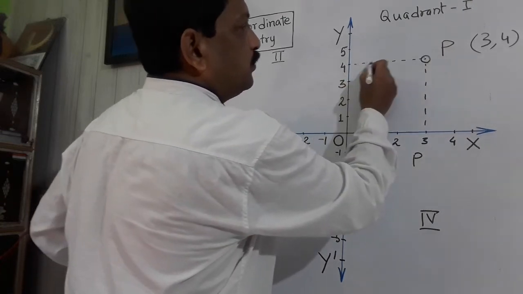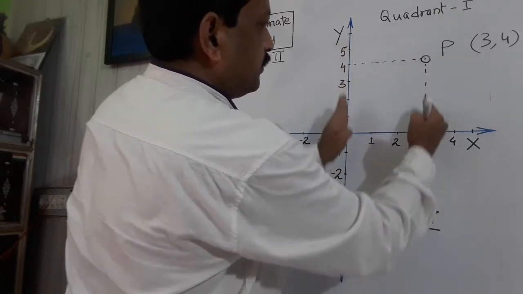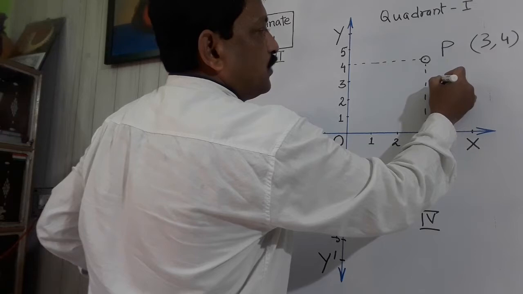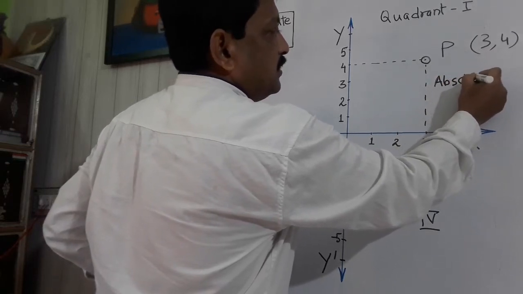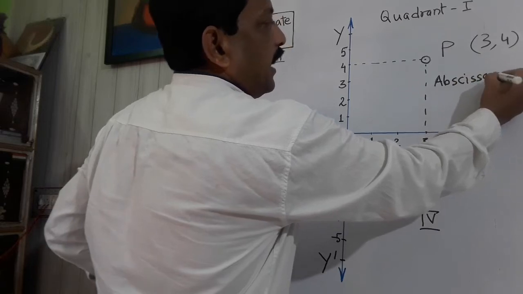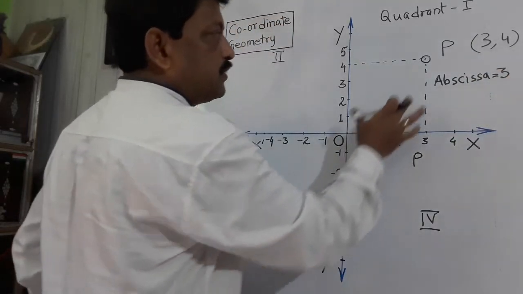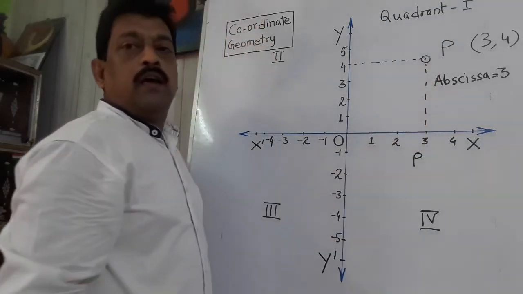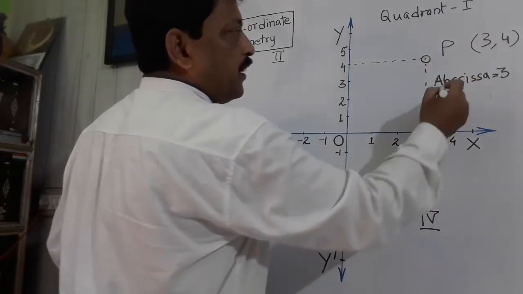So here you can see the distance of the point. This point is 3 units from the y-axis, 3 units. So this first value is known as the abscissa. Abscissa equals 3. Got it? The distance of the point from the y-axis is known as the abscissa. For this point, the abscissa is 3.